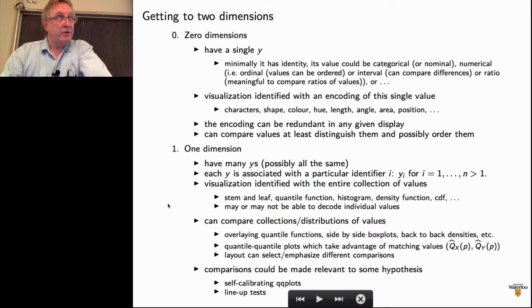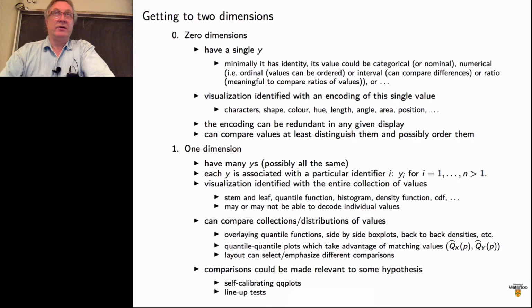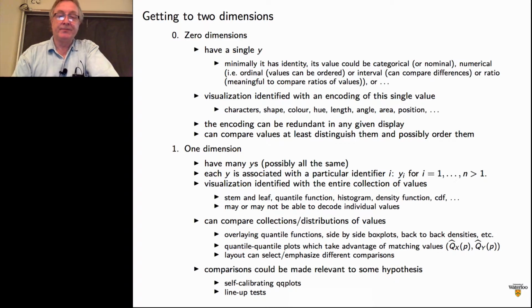So one dimension, that's where you've got a lot of numbers that are measuring the same thing but on different units, different individuals in the population or the sample. And so each value is associated with a particular identifier. So we want you to think you've got a yi for every i. So every person here is i, and then your height is your yi, right? And we want to look at the whole collection of these individuals. That's our one dimension. We've got lots of points along a single real line.